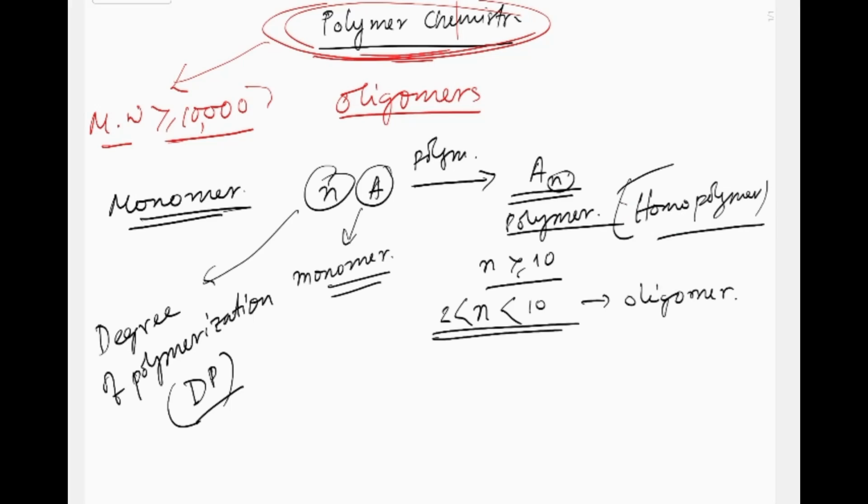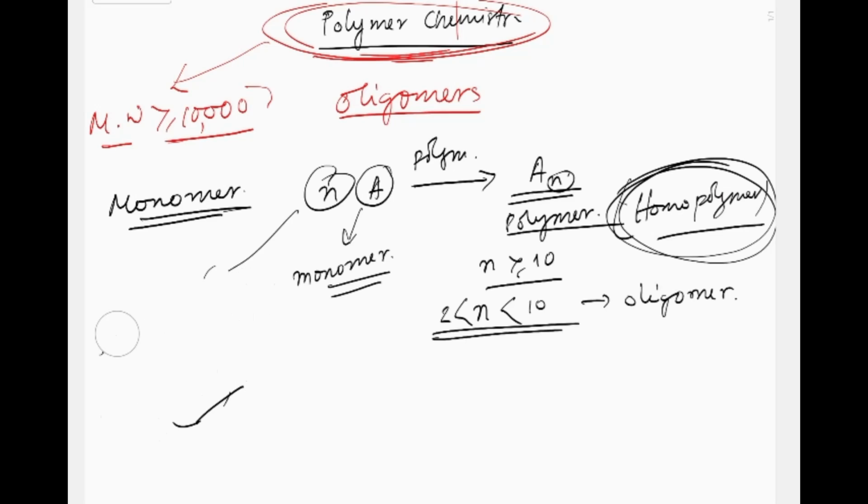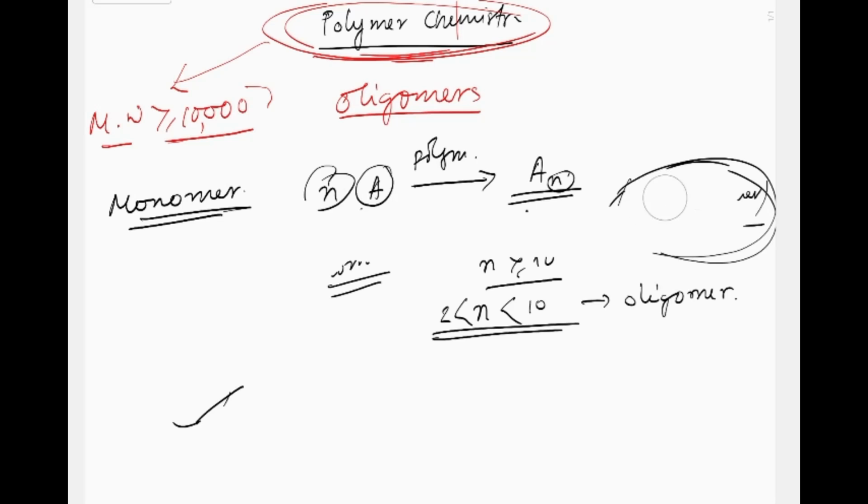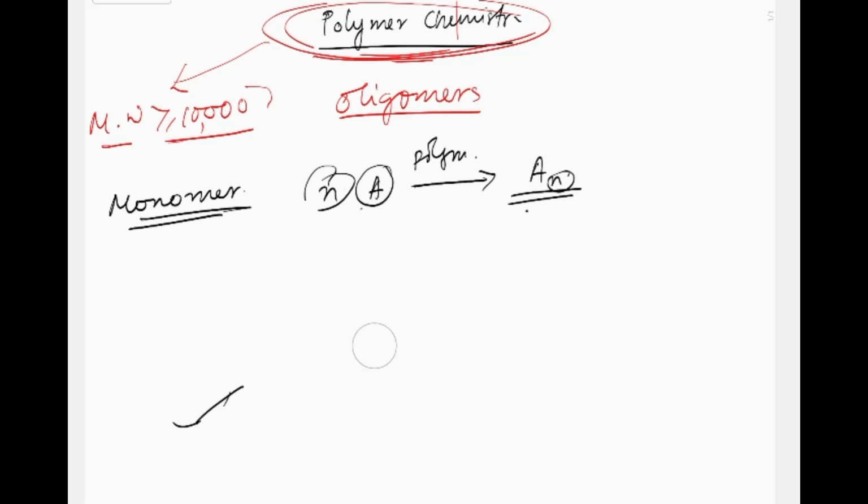So we have a new classification of polymers, based on the monomers used: homopolymer. Now suppose not a single monomer but two different monomers are used to form a polymer. Suppose this type of reaction is going on, A plus B, and it is forming (AB)n. Here we have taken equivalent amounts of A and B.